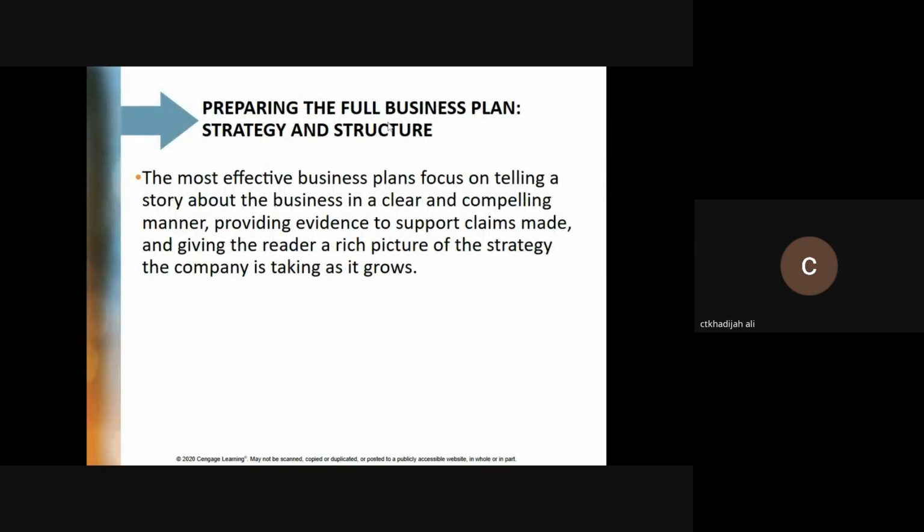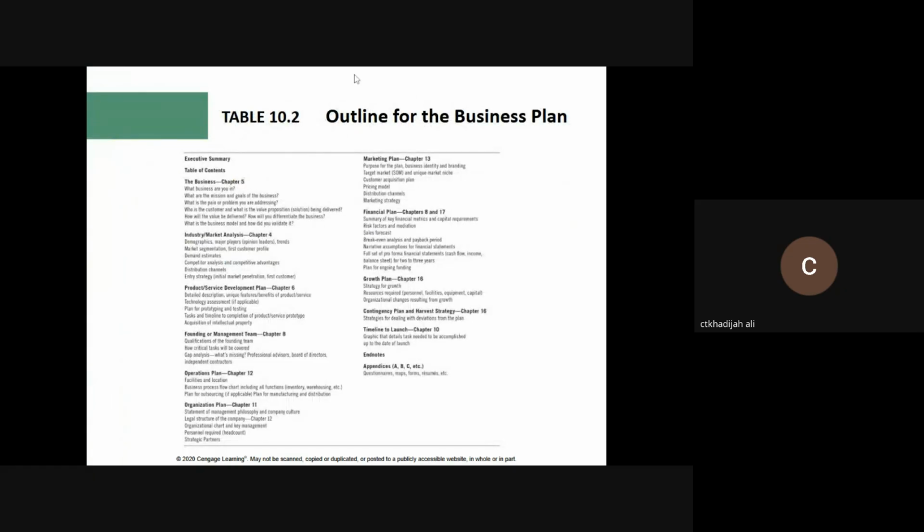Preparing the full business plan, strategy and structure. The most effective business plan focuses on telling a story about the business in a clear and compelling manner, provides evidence to support claims made, and gives the readers an enriched picture of the strategy the company is taking as it grows. These are the outline of the business plan.